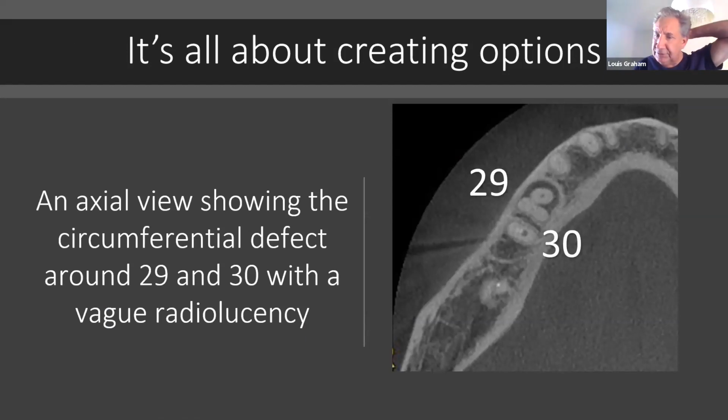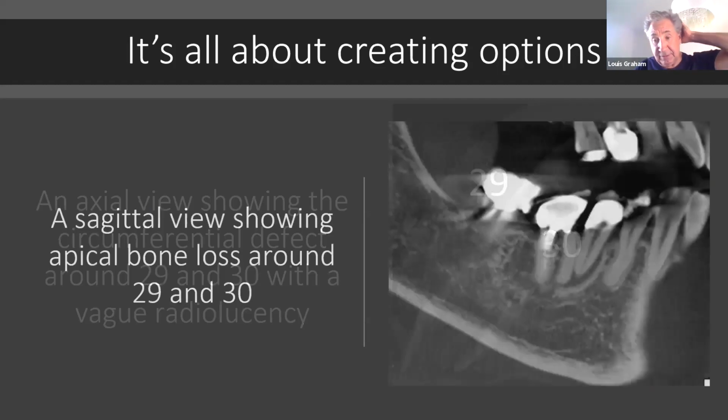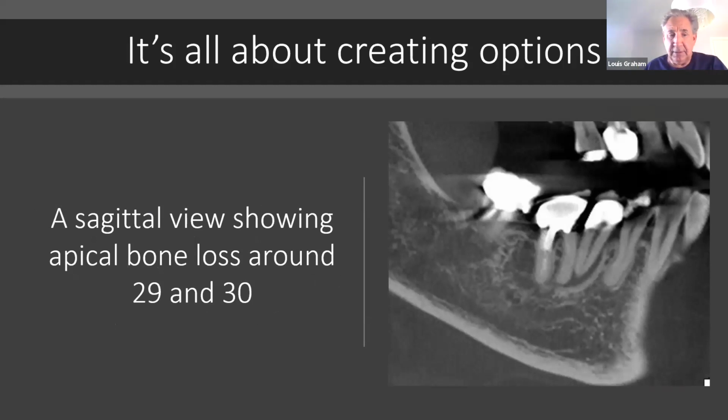You've got a circumferential defect around 29. 30's got some distal rarefication. This is the sagittal view. Sagittal view, obviously, I've got a problem with 29. Hang on a second. Let me see why that's not. Oh, hang on one second. I've obviously got a problem with 29. And is the problem 30?